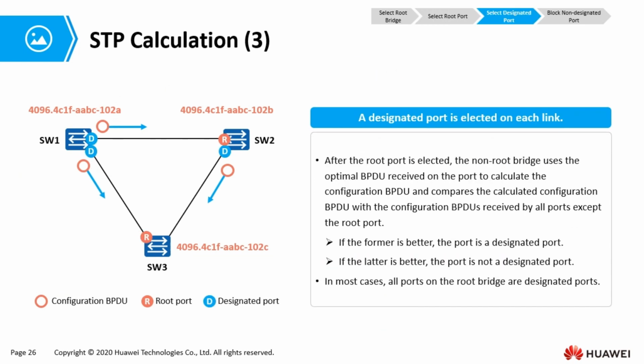Next, how do you select the block port? Basically, you base it on the bridge ID, as I mentioned just now. Which port will go into block? Switch 3 has a larger bridge ID, so this port will go into block and become the alternate port.